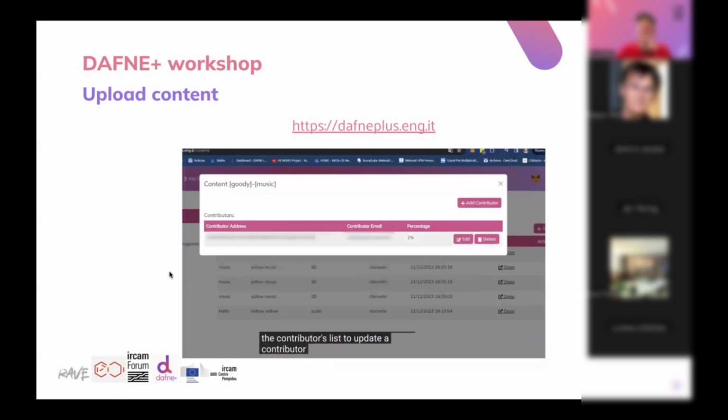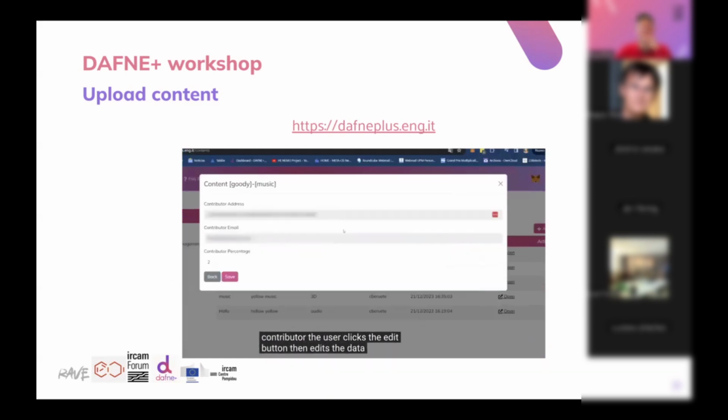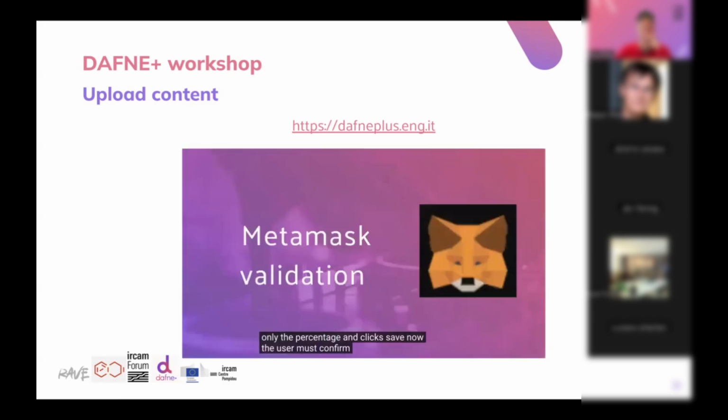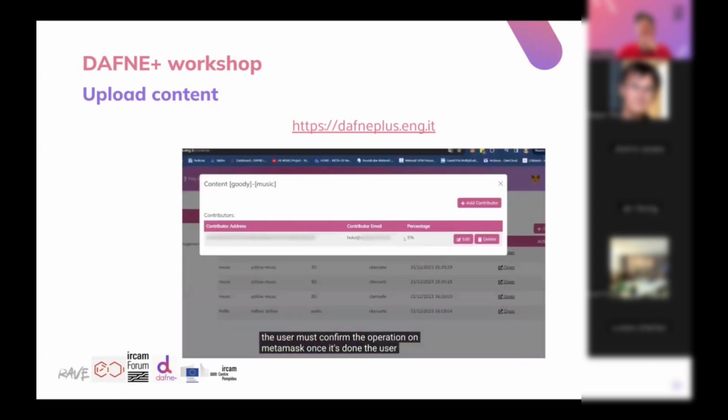To update a contributor, the user clicks the Edit button. Then, edits the data, in this case, only the percentage, and clicks Save. Now, the user must confirm the operation on MetaMask. Once it's done, the user can view the contributor data with the applied changes in the contributors list.